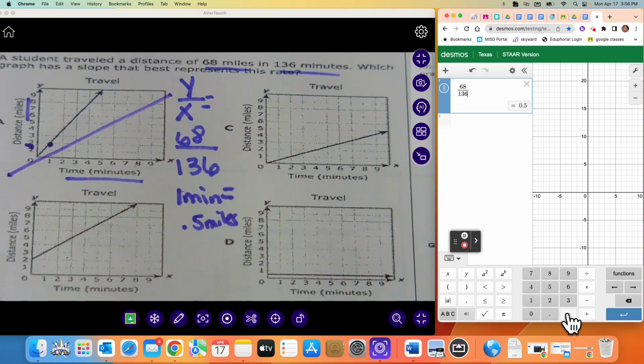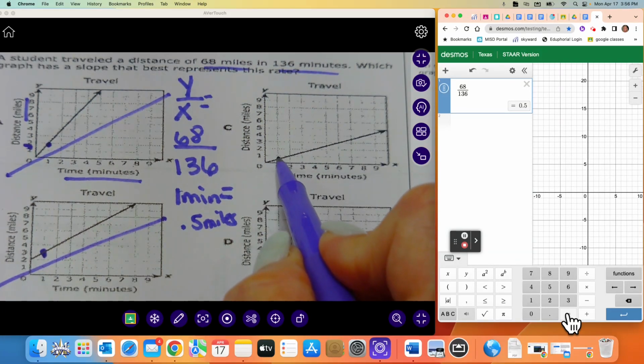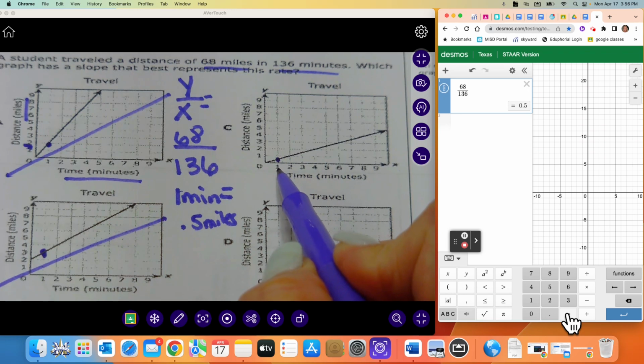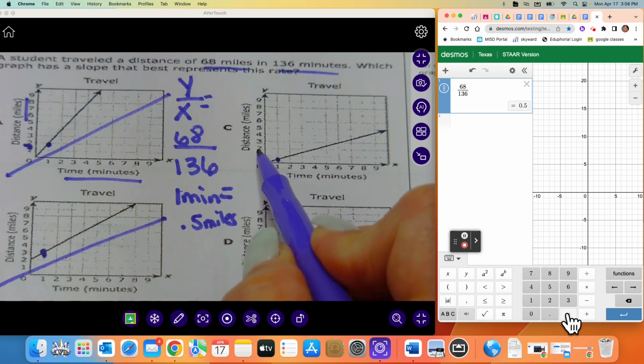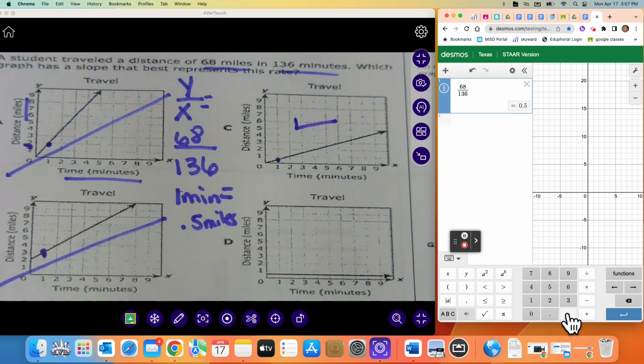Okay, let's look at the next one. You come over here to 1 minute, you go up to the line, and let's see where that's at. Well, that's way more than a half a mile. That's at 3 miles, so we know it's not this one. Let's look at this one. Go over here to 1, and we go up, and if you notice, it's halfway between 0 and 1, which is at half. So I'm going to put a check mark that it could be this one.